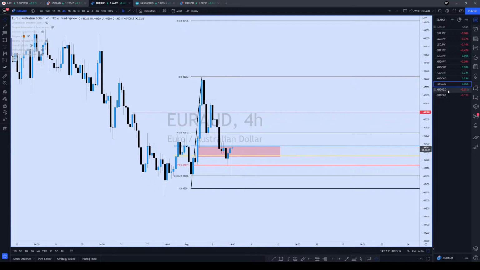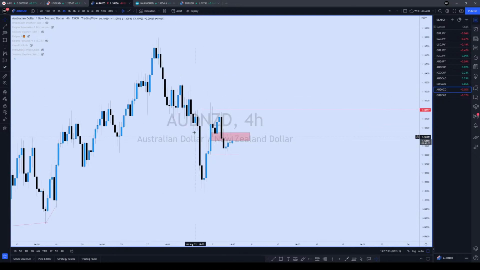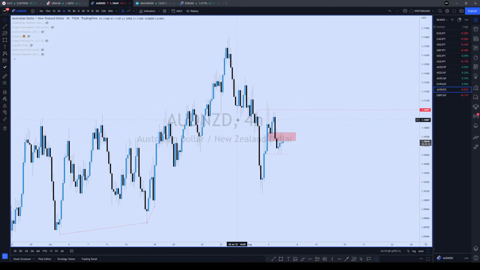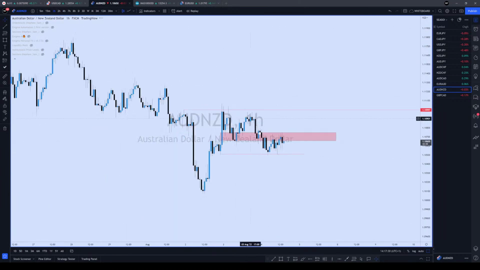Okay, Aussie New Zealand, nothing happening. I'm actually waiting for this low to be broken, but that will be a good sign of push to the upside for the Euro Aussie. So if they can take out this low, then I think Euro Aussie might give us a good push to the upside.